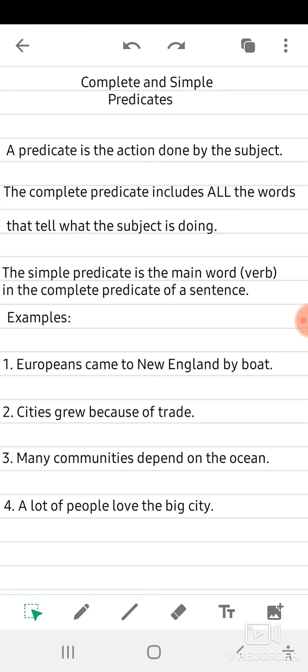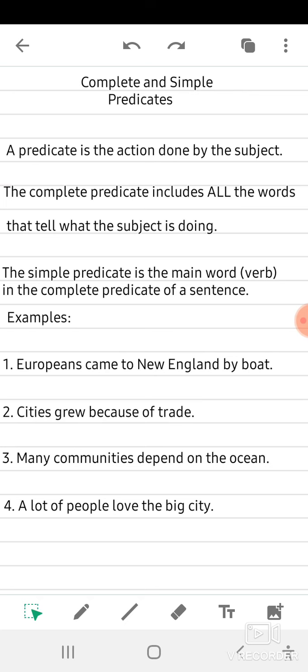Example number 1. Europeans came to New England by boat. It will be very easy for you to identify the subject, right? What is the subject of the sentence? Of course, Europeans, but that's not what we're looking for right now. It is important to remember, of course, but we need to look for the predicate. Okay, now, since you know the sentence is about Europeans, we need to know what they did. What did they do? What action did they do? So, that is a question that you need to ask yourself.